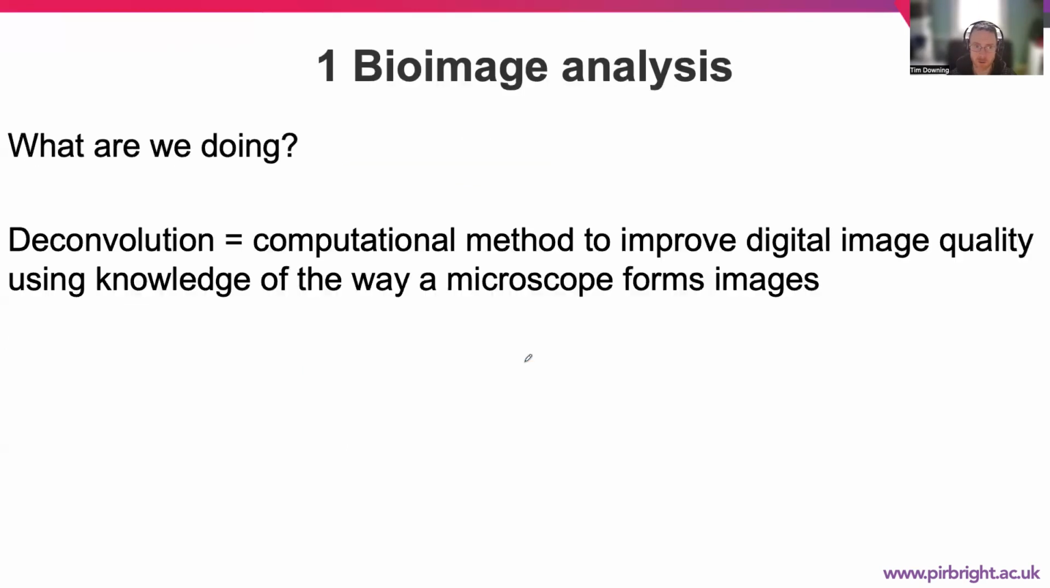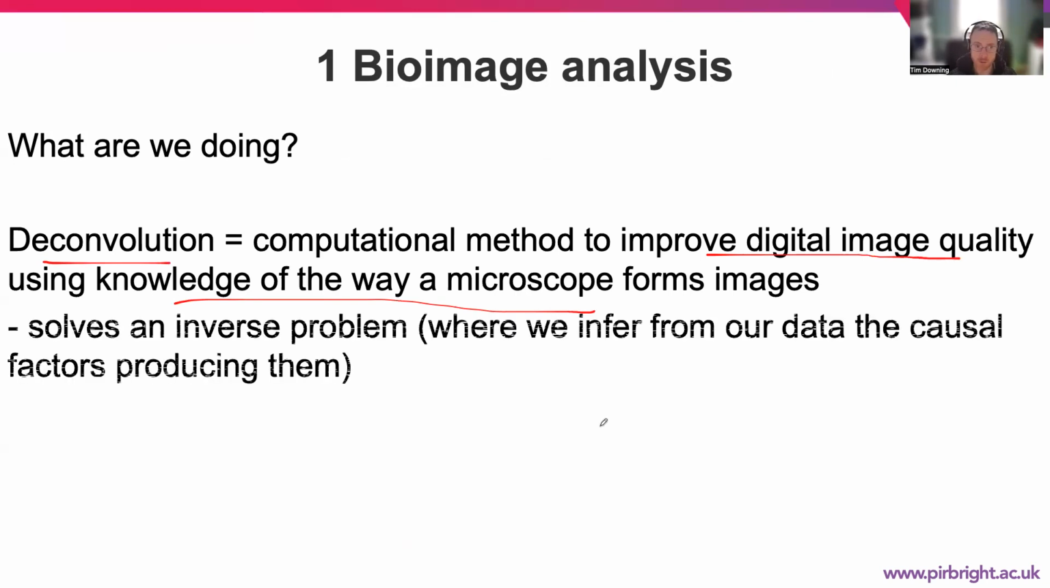So in essence, what we're trying to look at is things like deconvolution. We're trying to improve image quality and use our knowledge of microscopy and the light that we're measuring to improve the images that we see, depending on what we're trying to identify. We also want to think about how this is essentially solving the inverse problem, where we infer our data from the factors that are producing them. So we're trying to make that inference process.